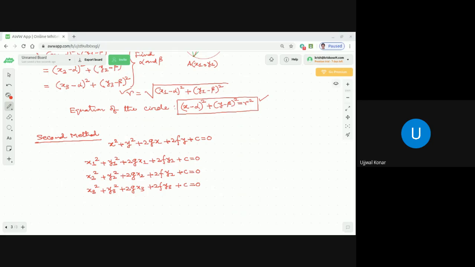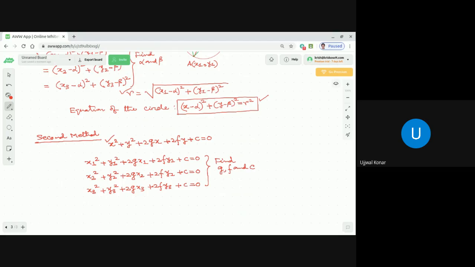What are the three unknowns? G, f, and c. So it is very easy to find the equation of the circle. From here, it is very easy to find the values of G, F, and C. I repeat, there are three unknowns, G, F, and C, and we have three equations. Three equations and three unknowns is very easy to solve. And the moment you find the values of these three unknowns, you apply in this equation and you get the unique equation of the circle.